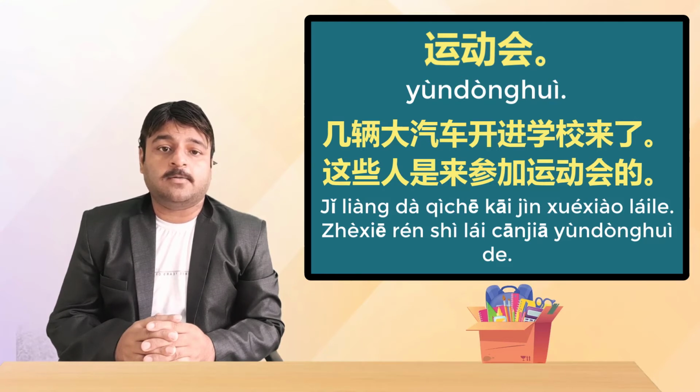Kai is to start or running. Jin is to enter. So they came running inside the school. We could have simply said they came inside the school. So we could have omitted this khai and simply said Jin lai le. Then it would have been these cars came inside the school. Now it is these cars, several big cars came running inside the schools.